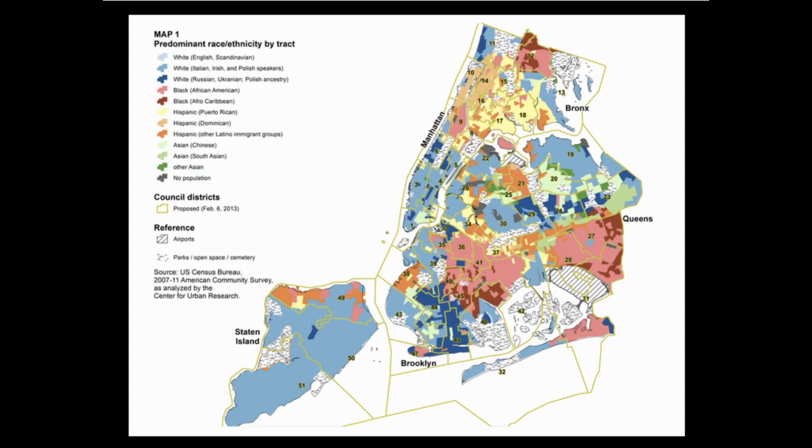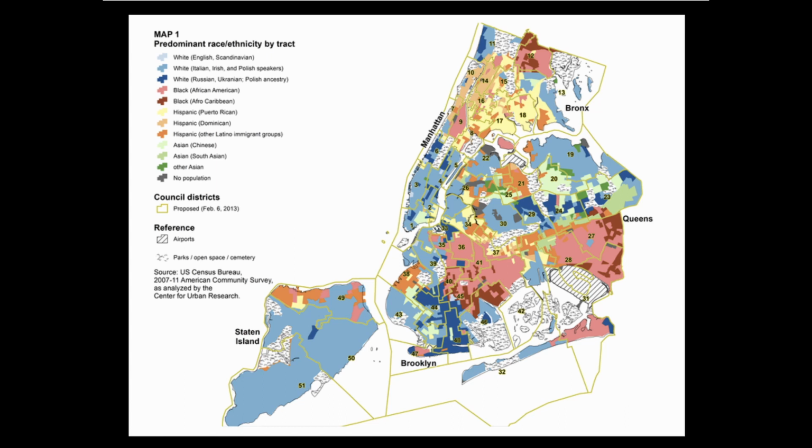Now, what's kind of crazy is even today, people tend to live amongst people similar to themselves. So the map you're looking at here, it says predominant race slash ethnicity by tract. So this is New York City. And this was done from the census from 2007 to 2011.